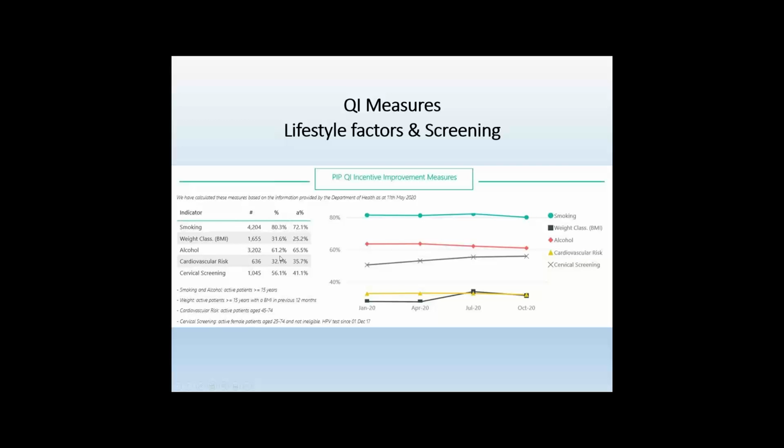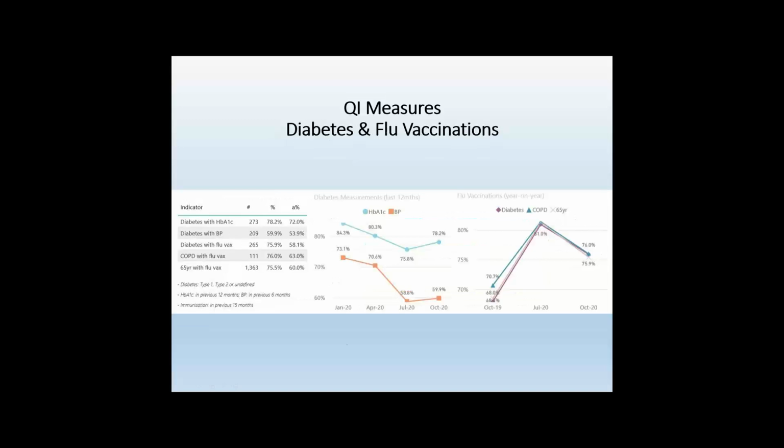And there's two places in the report where cardiovascular risk is mentioned. Being part of the PIPQI, all these measures are defined by the definitions coming from the Department of Health. And when we get to the other section of the report regarding cardiovascular risk, I'll talk a little bit more about that there. So moving on to the next slide, this is the second half of the QI measures.